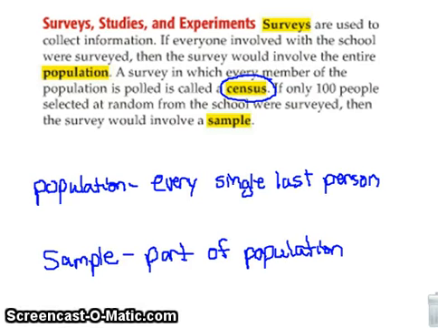So here we go. Today we're going to talk about surveys, studies, and experiments. Now, it's unrealistic for me to expect you to write every single thing that you are going to see today. I don't want you to have to do that. In fact, the reality is most of this is pretty common sense.